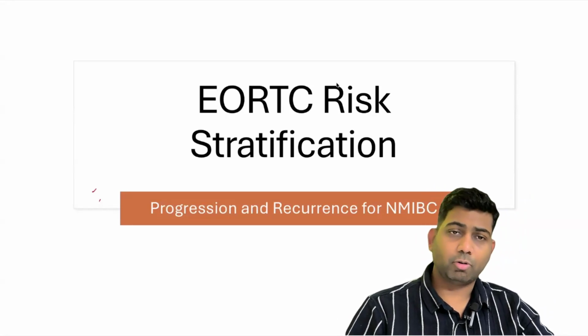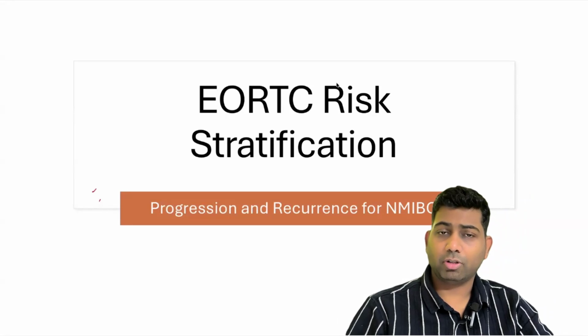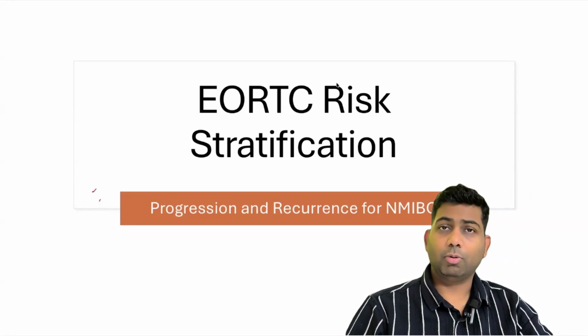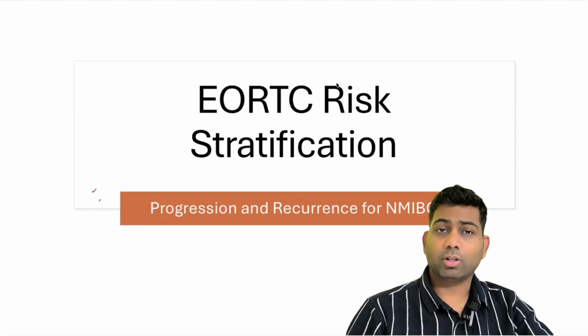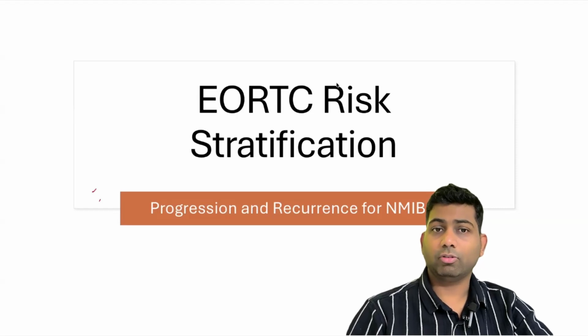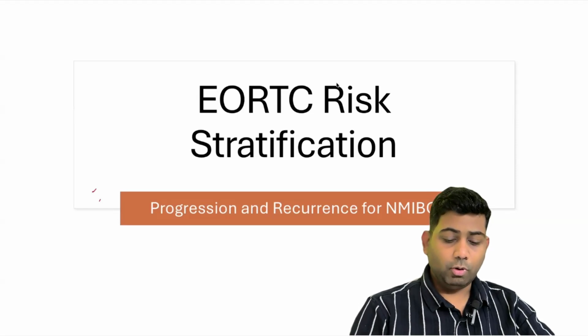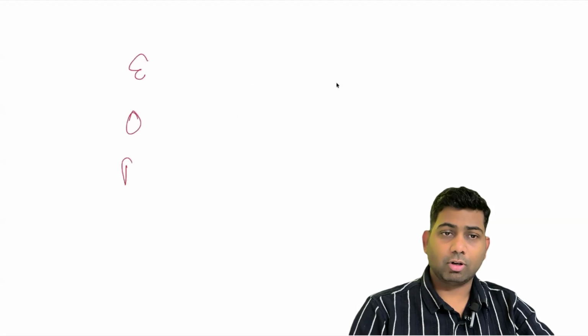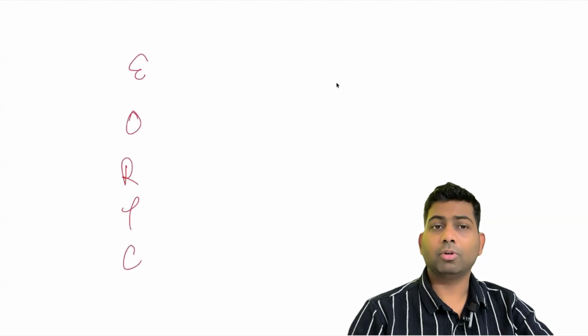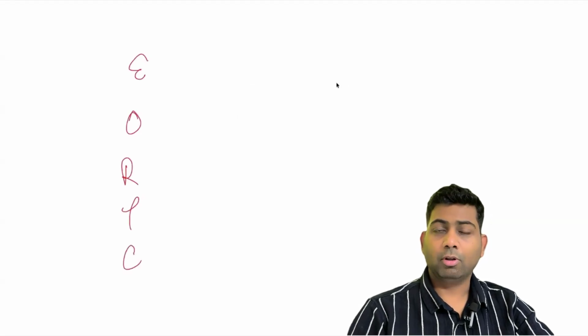So when you come across a question on EORTC risk stratification and what is the risk of progression and recurrence based on the EORTC risk, you would be able to say confidently the answers. That's very important. So let us start by understanding what the parameters included in the risk stratification system are. I'll try to make things simple for the ability to remember facts, numbers, and percentages.